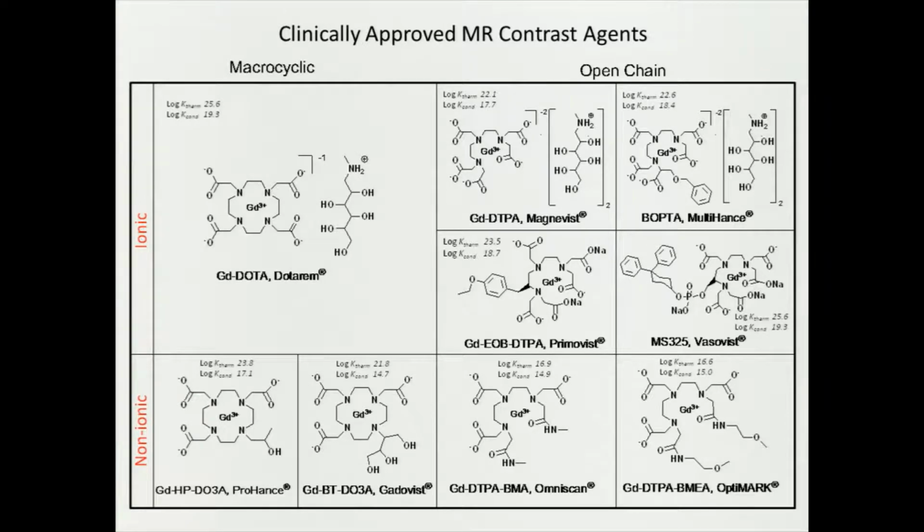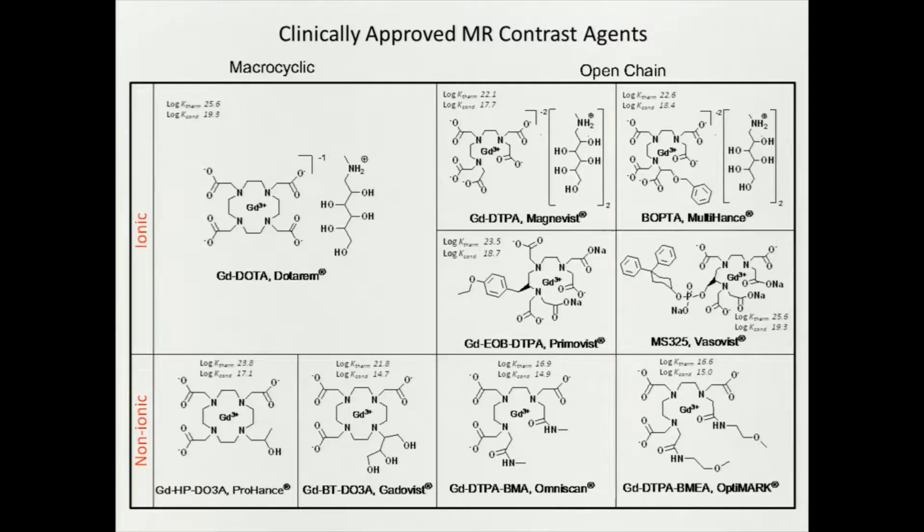I've listed them in rows of ionic and non-ionic. The interesting thing here is, if you note, we have not only macrocyclic compounds that are showing, in fact, let me just mention, I've included both the conditional stability constants and the thermodynamic stability constants here for comparison. But basically, what we see here is a group in the ionic form that are very stable. They show very good log K, both thermodynamic and conditional.